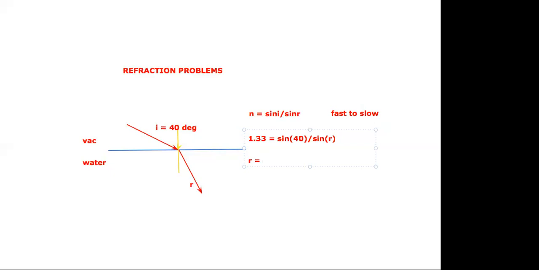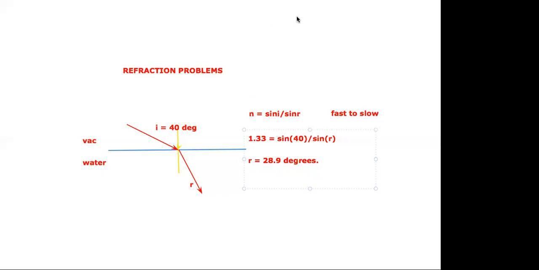Okay, we get 28.9 degrees. Is that any good? Well, let's see. It's smaller than the 40. Hey, I think it's working. We're going to slow down, so it bends toward the normal. That agrees. Okay, that's problem number one.